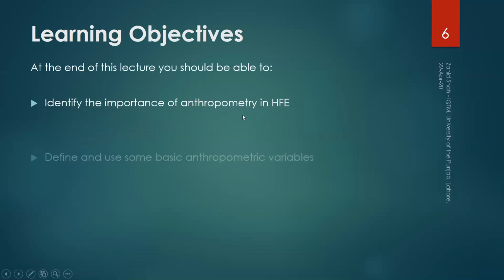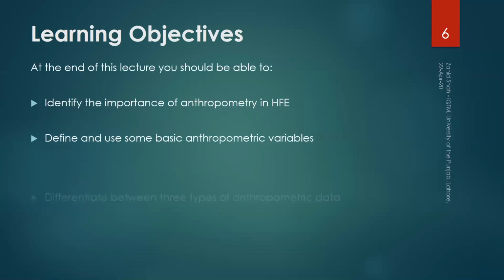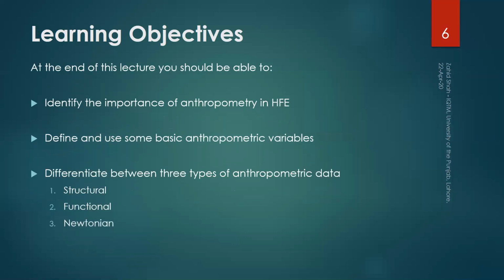Learning objectives of part A include to identify the importance of anthropometry in human factors engineering, define and use some basic anthropometric variables, and differentiate between 3 types of anthropometric data. The 3 types of anthropometric data are structural, which is also sometimes called static data, functional anthropometric data, and Newtonian anthropometric data.